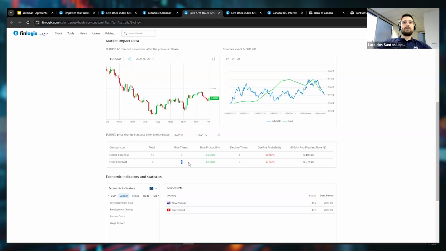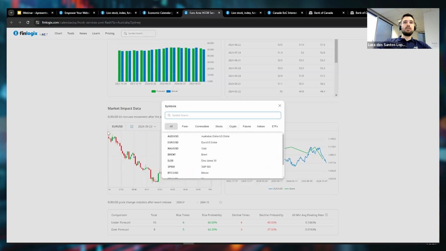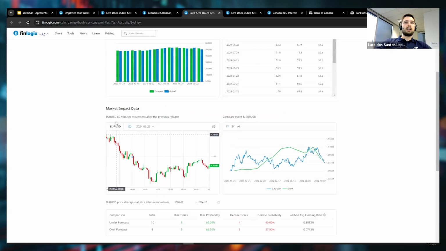Very good maps. Now, five out of 8 times, the rise probability was 62.50%, the decline time was 3, and then the decline probability was 37.5%. So the average floating rate was around 0.1083 and 0.07 for the over forecast. Okay, that's pretty cool.